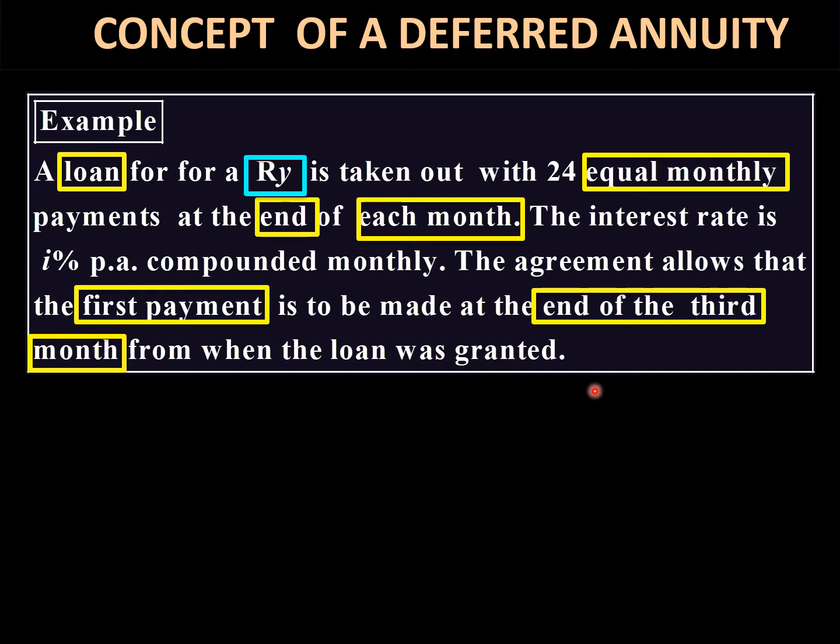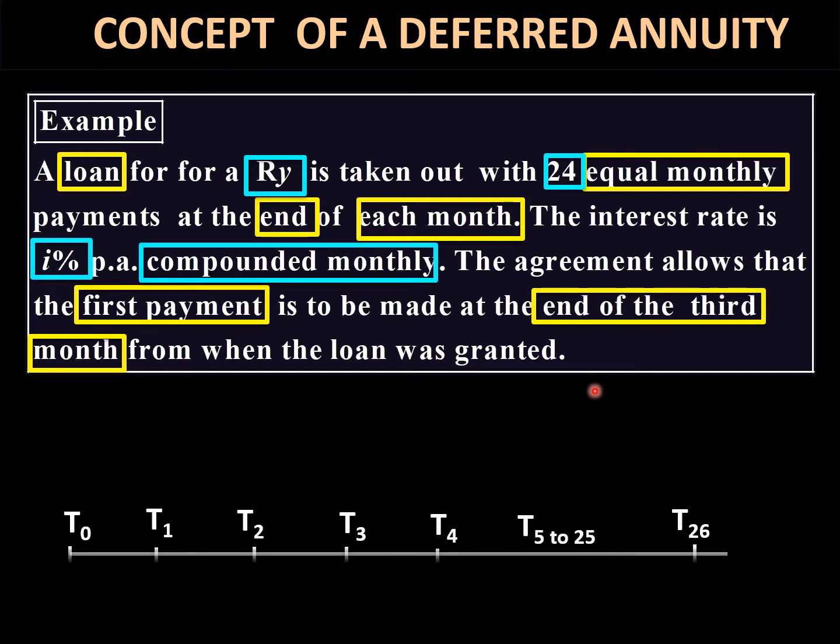So let's say the loan is Y Rand and there's 24 equal payments being made and the interest rate is i%. Let's just use a timeline to illustrate this to you. So there we have our timeline. Don't worry about that 26. We'll explain to you where the 26 comes from. So normally when you take out a loan, the first payment should normally be there. But now they say the first payment is delayed. Instead of the first, second, third, the first payment is only taking place there.